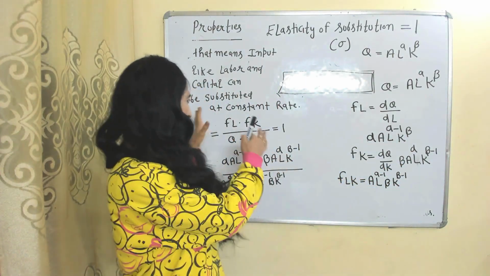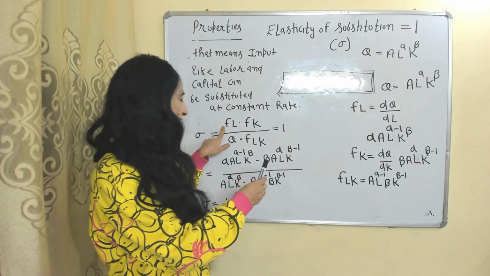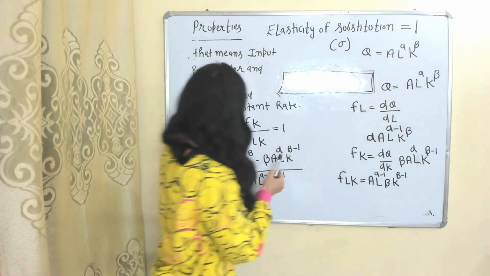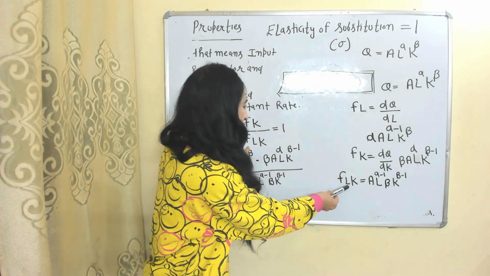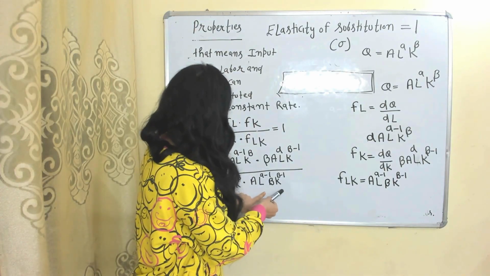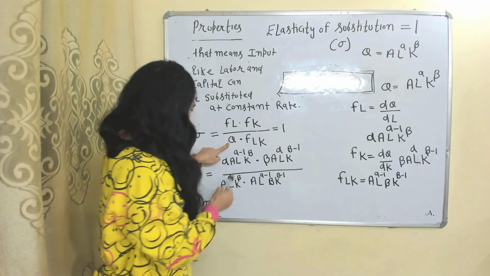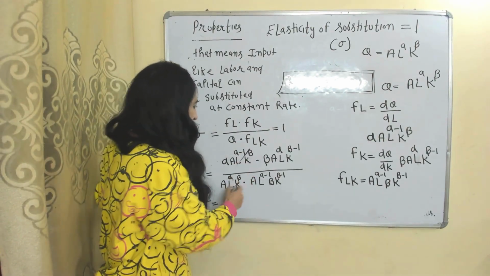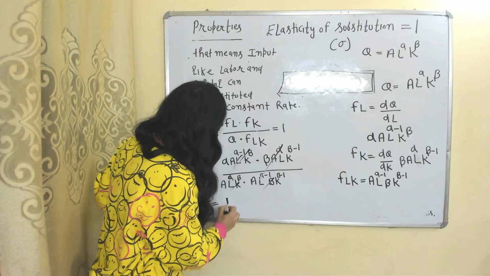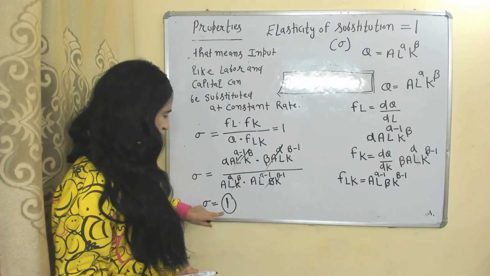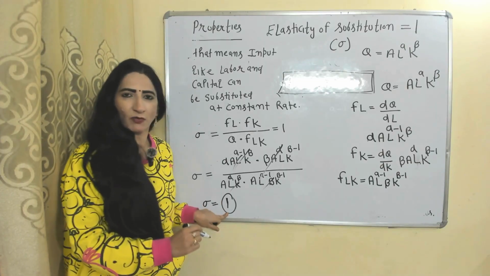So now we will put all these values: in place of FL, we will put this one. In place of Fk, we will put this one. In place of FLK, we will put this one. As we know, Q is equal to this one. So in place of Q, we will put this one. Everything will cancel out and it will become equal to 1. So we can say that in case of Cobb-Douglas production function, elasticity of substitution is equal to 1.